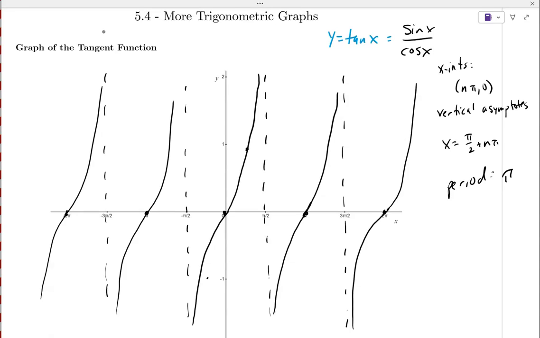All right. Again, just more interested in basic shape here. What does the tangent graph look like? Important characteristics of the tangent graph will be where does it cross the x-axis, where are the vertical asymptotes, and then it's going up and to the right.